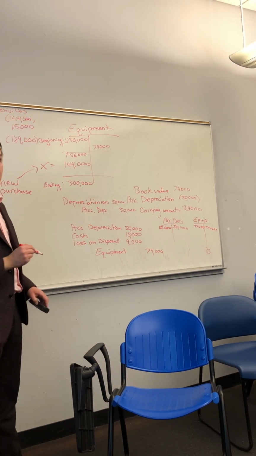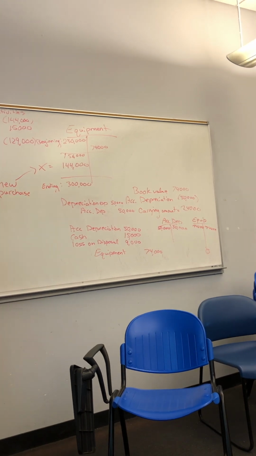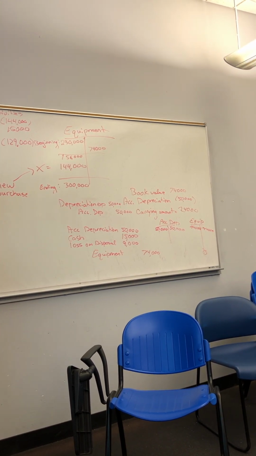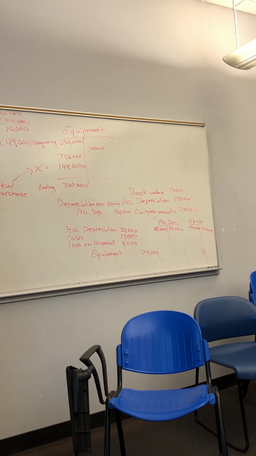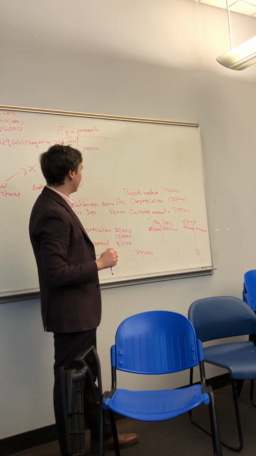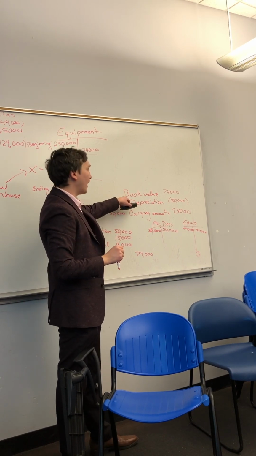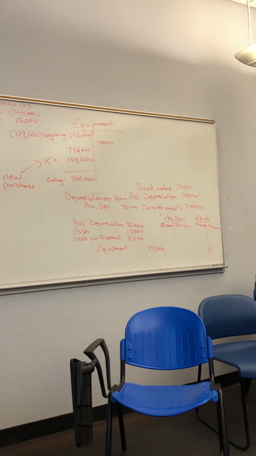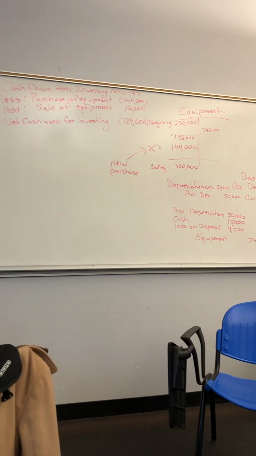Can I ask, where does the 50,000 come from? Accumulated depreciation 50,000, how do you get it? How did we get accumulated depreciation? So that's what we said the book value was, 74,000, because that's what the initial purchase price was.